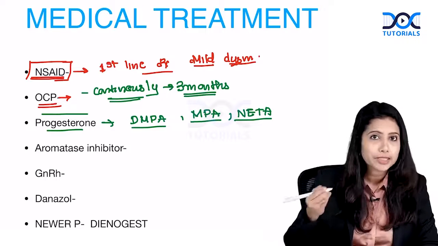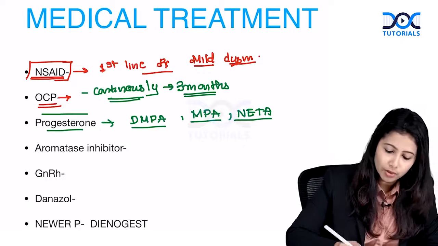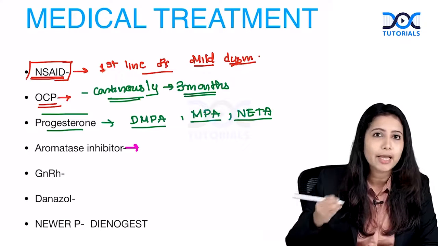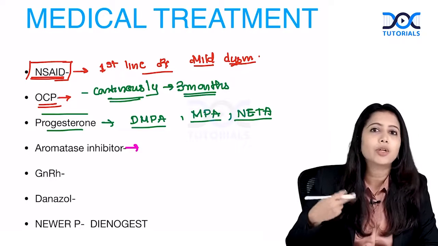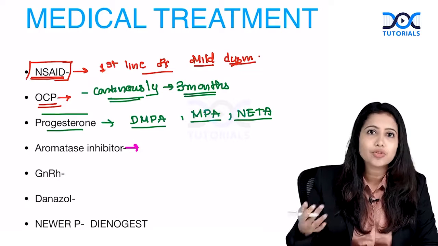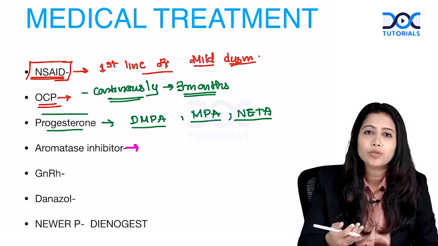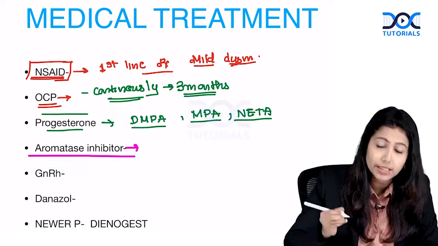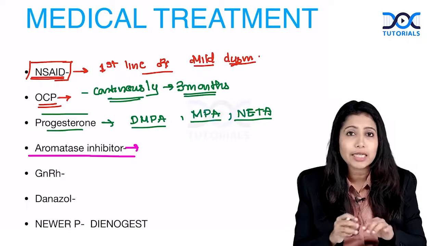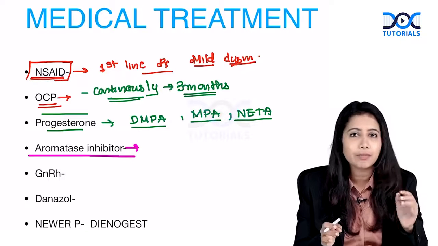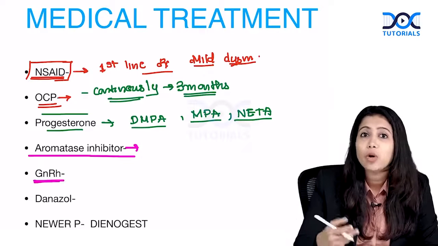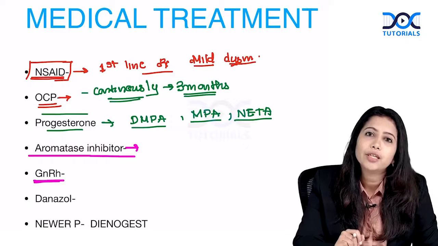Next is the aromatase inhibitor. So what is an aromatase inhibitor? They basically inhibit the enzyme aromatase so that the androgen is not converted to estrogen. Once this happens, the estrogen dependent deposits are going to grow less. So aromatase inhibitors can be given. We will be dealing with each of the drugs in detail regarding the side effects, the benefits, and the dosage in a separate session. So now let's discuss how the GnRH is useful here.